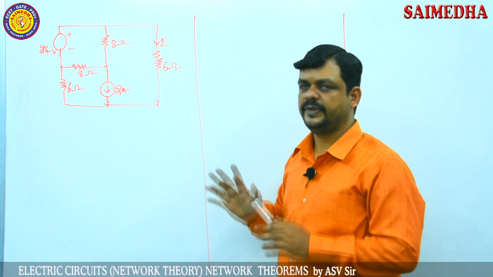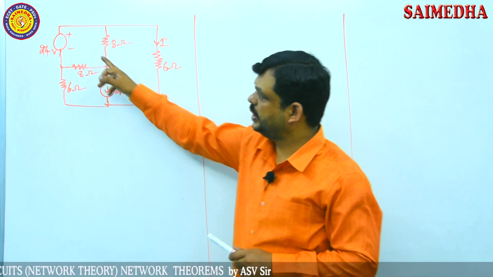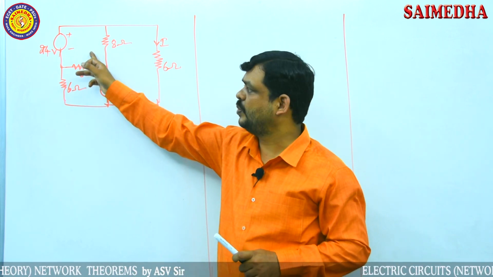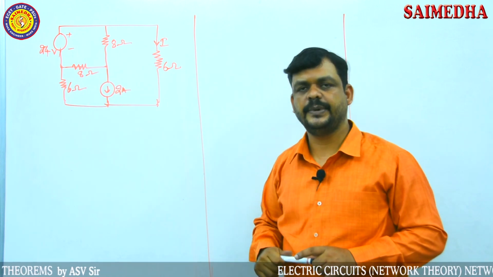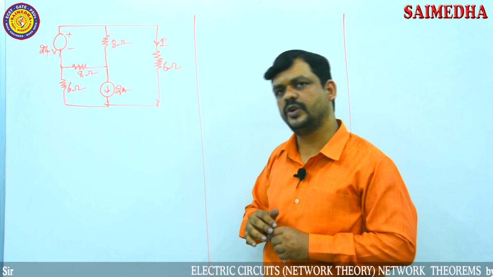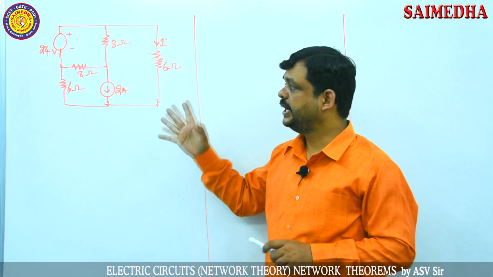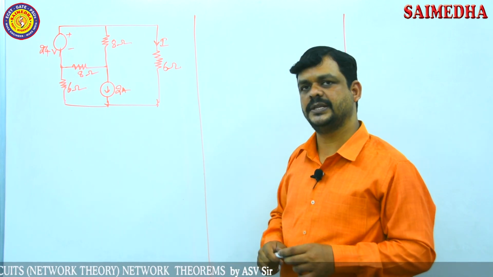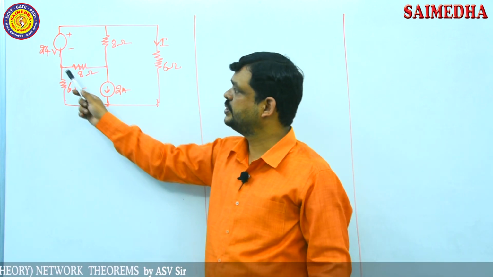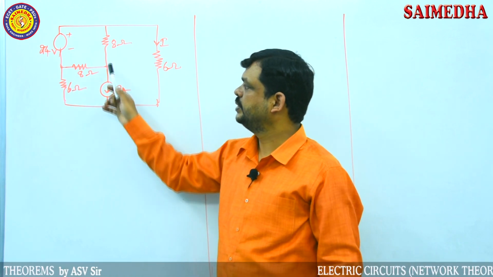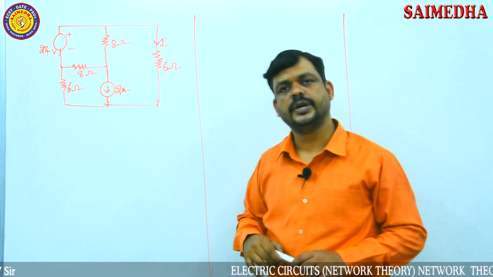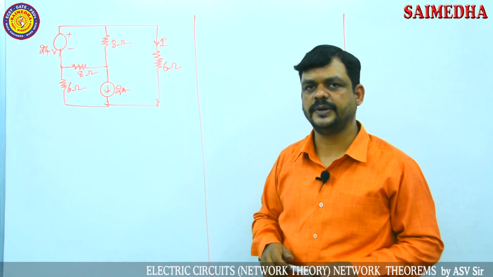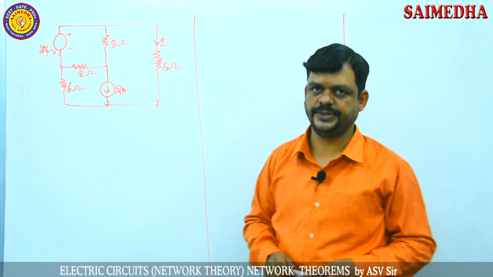According to the given network, there are individual meshes 1, 2, 3. Three individual loops, so it requires 3 mesh equations. And if you want to apply nodal analysis, find the principal nodes 1, 2, 3, 4. Nodal analysis also requires 3 nodal equations.